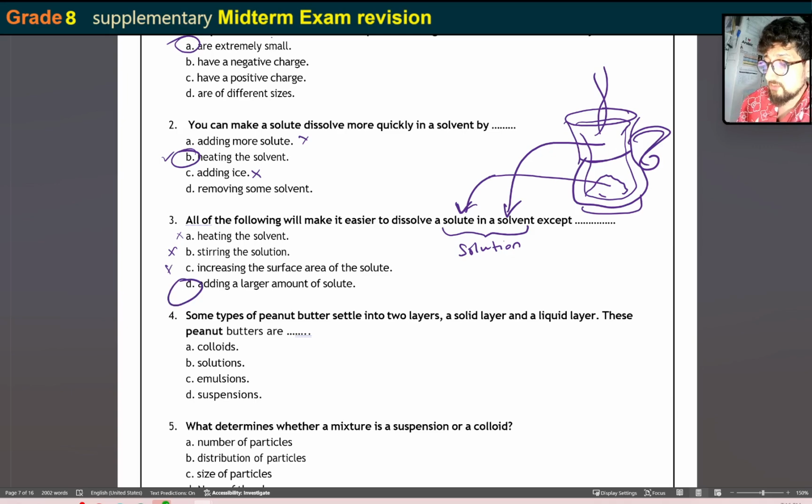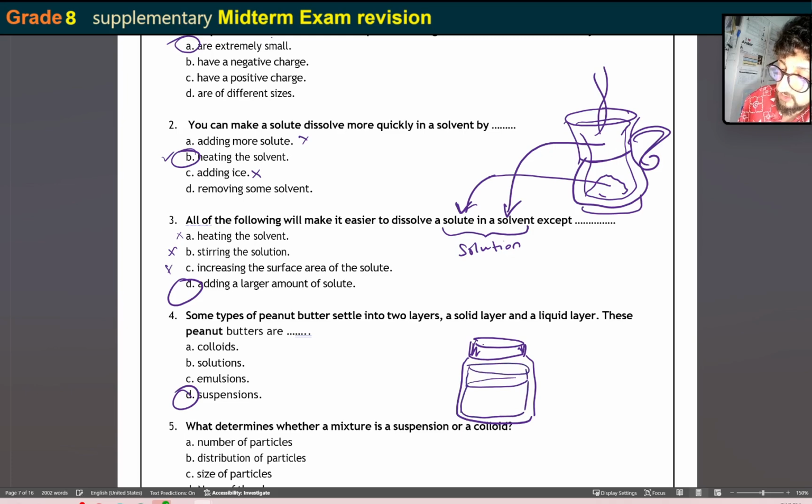Some types of peanut butter settle into two layers, a solid layer and a liquid layer. These peanut butters are called what? They are suspensions at the end of the day. Because if I take that jar of peanut butter and leave it in the cupboard for a while, I discover that the peanuts have separated from the oil, and so you get a layer of oil on top. They've suspended from each other, haven't they? So they become a suspension.